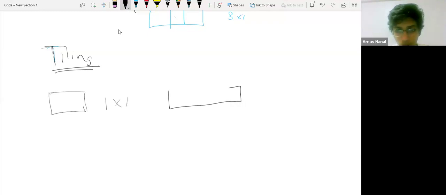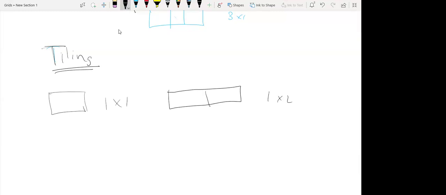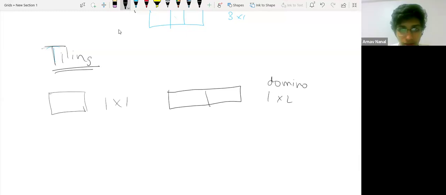This is what we call a domino. Sorry, does anyone want to say something? Okay. So this is a domino, even this is a domino, 2 cross 1. I'm not exactly sure, but it doesn't quite matter.